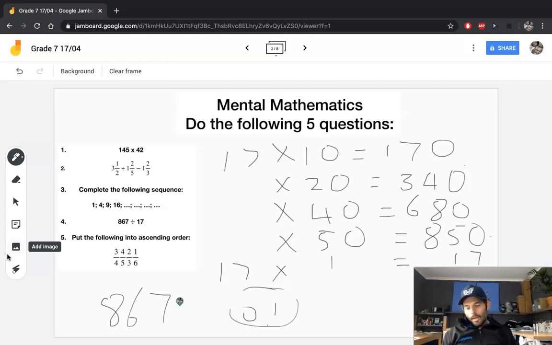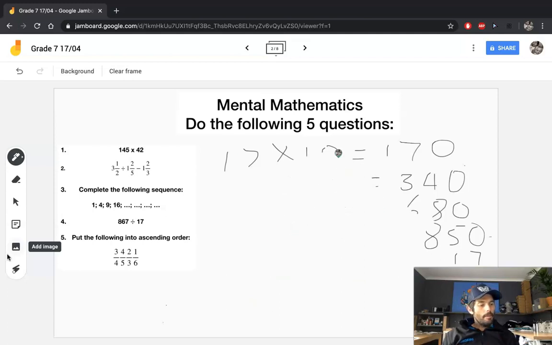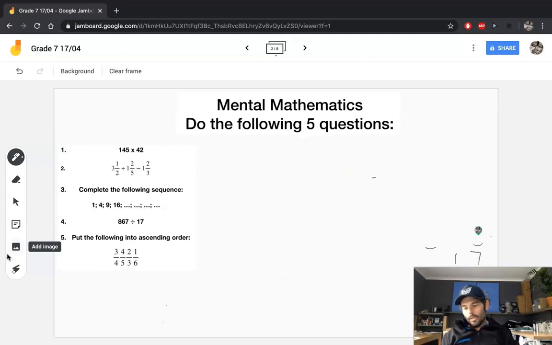Okay, then you needed to order those fractions, and remember that when you order fractions or you want to compare fractions, the denominators need to be the same. Okay, so I've got 3/4, 4/5, 2/3, and 1/6. So I'm looking for the lowest common multiple of 4, 5, 3, and 6. You can go write the multiplication tables of 4, 5, 3, and 6 out. Or if you know your tables really well, you'd identify that 60 is going to be your lowest common multiple.